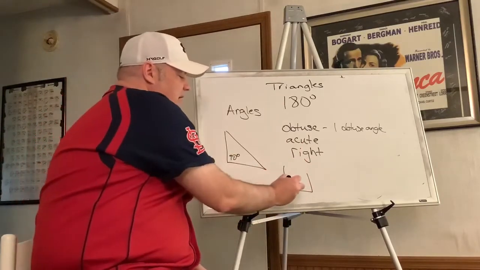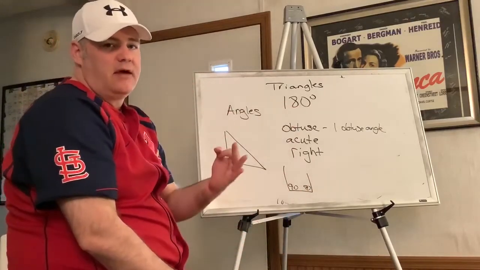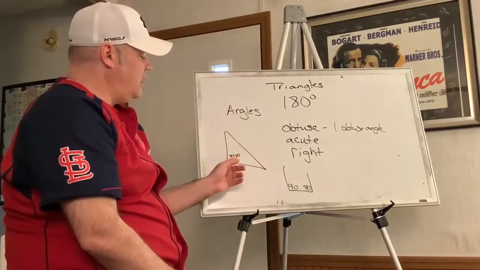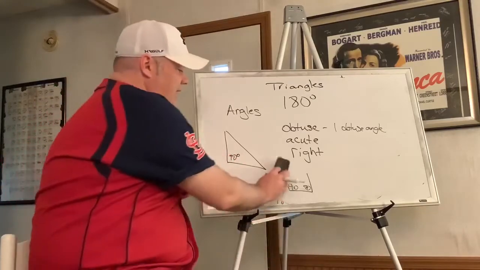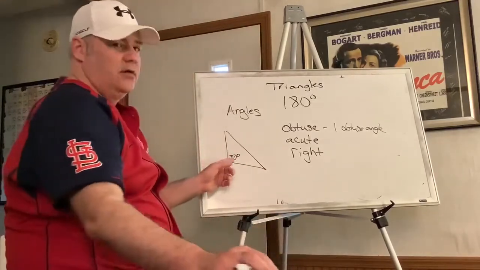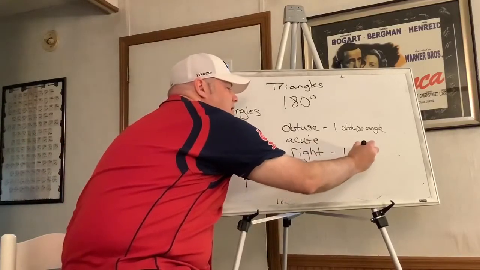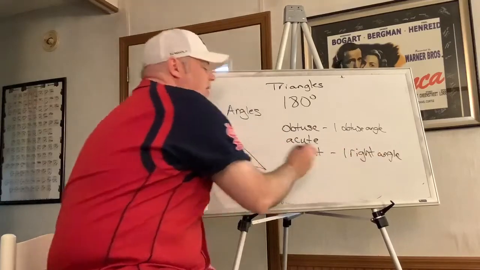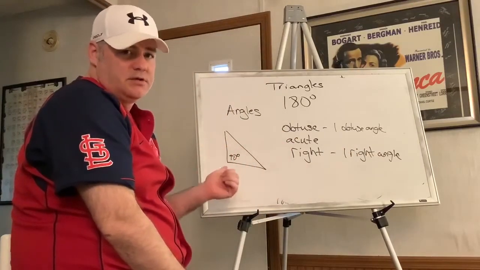And so if you have 90 and 90, you're already at 180. You don't have any room left for a third angle. So that means if you have one right, that's as many as you can have. And if you have that one right angle, then it is a right triangle. So all it needs is one right angle for it to be a right triangle. It just needs one right angle, and it becomes a right triangle.